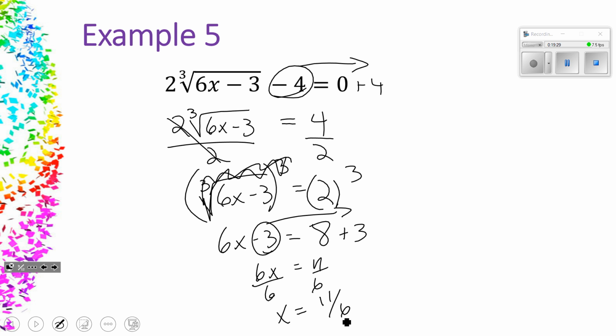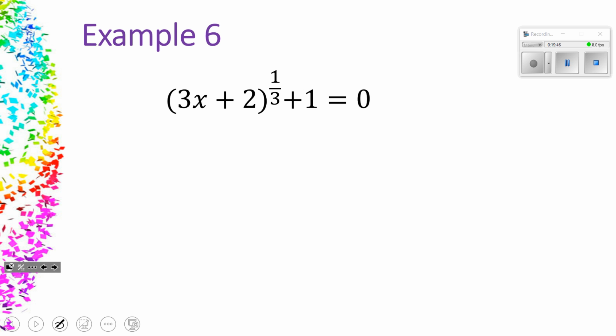How many got 11 over 6? My question is, does it work when you plug it back in? Does it work? Yes, it does. Anybody need to see the check step? It does work. Okay, you always got to check to make sure. All right, let's look at this one last one and make sure we're good with that.